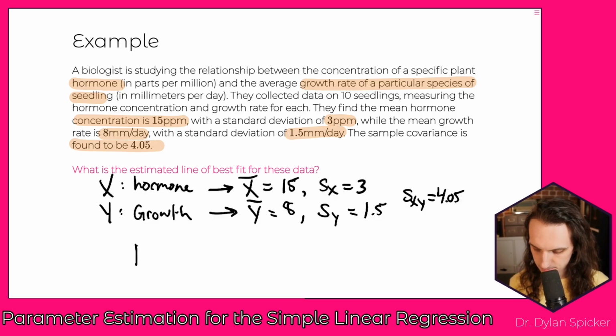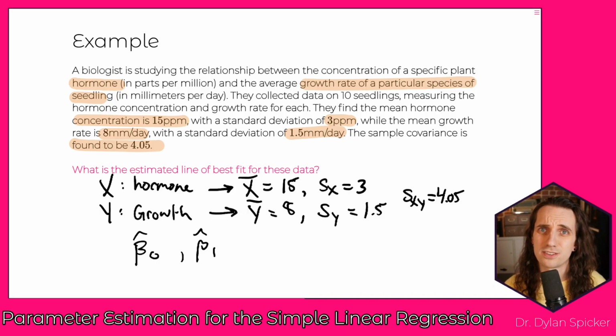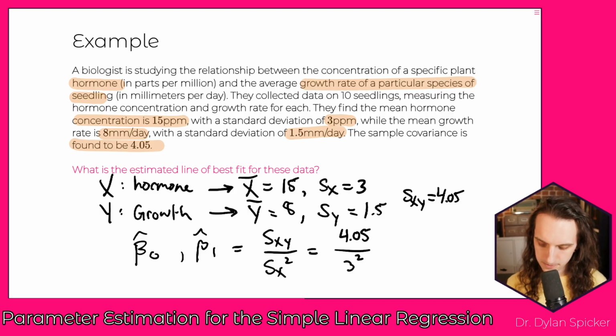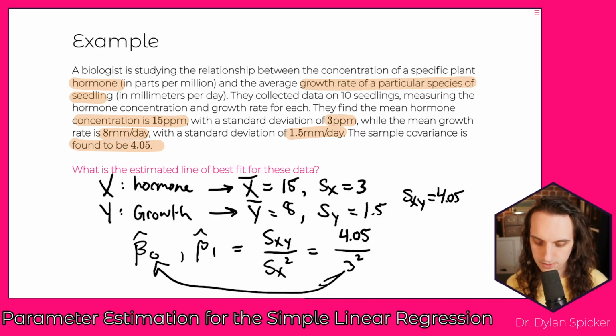Okay, so these are all of the data that we have. What we want is to come up with beta hat 0 and beta hat 1. Beta hat 0 always requires beta hat 1, so it's always useful to first calculate our slope and then find our intercept afterwards. Beta hat 1 is going to be this ratio, Sxy divided by Sx squared, so that's 4.05 divided by 3 squared. Then we can take this value and plug it back into our formula for beta hat 0, and solve for what that has to be.